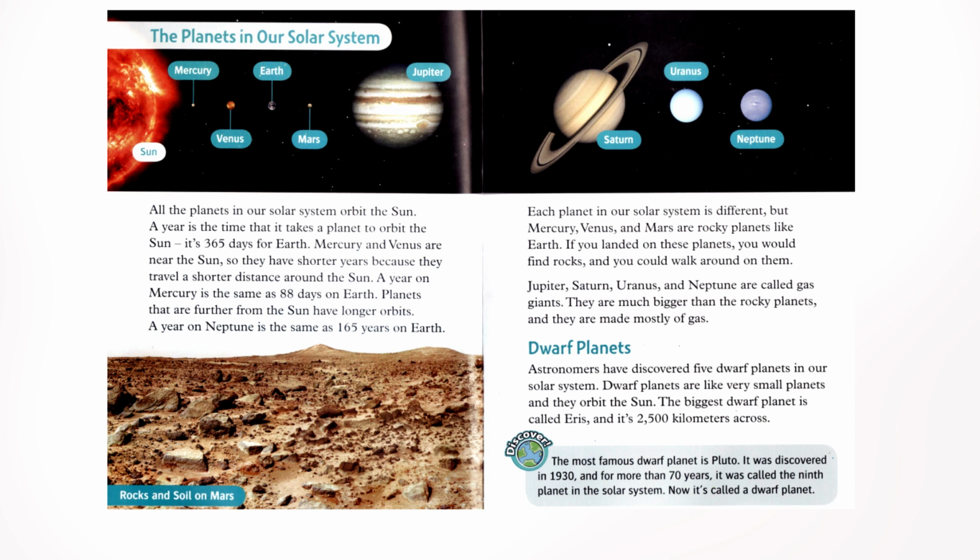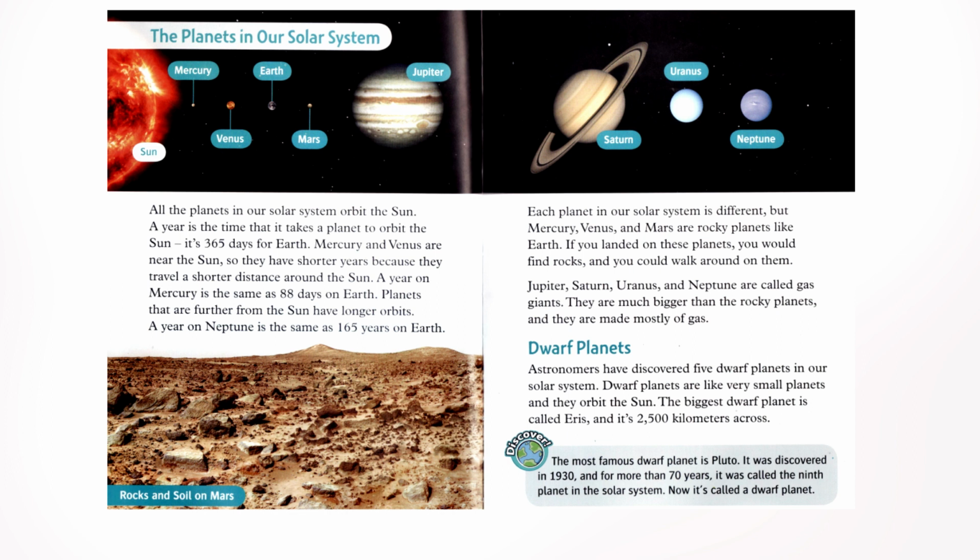Each planet in our solar system is different, but Mercury, Venus, and Mars are rocky planets like Earth. If you landed on these planets, you would find rocks, and you could walk around on them. Jupiter, Saturn, Uranus, and Neptune are called gas giants. They are much bigger than the rocky planets, and they are made mostly of gas.